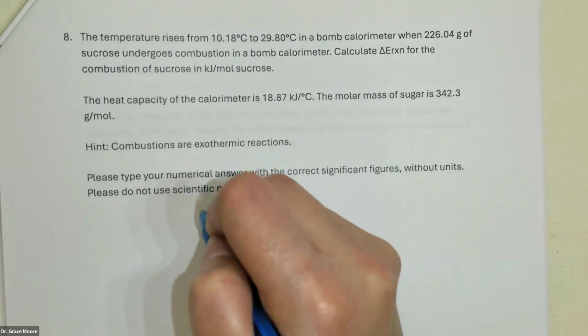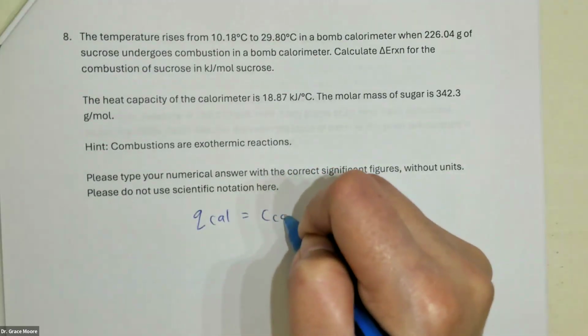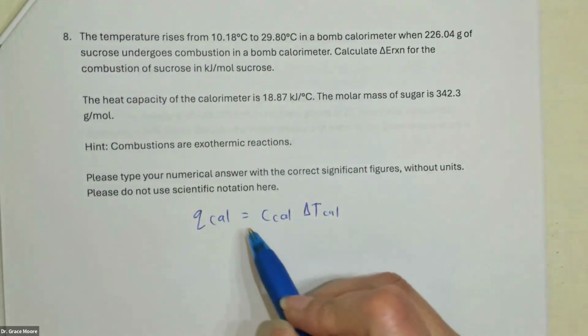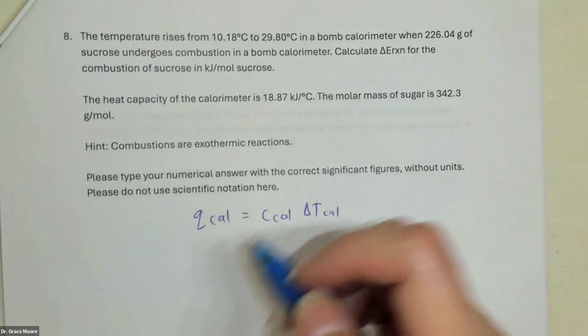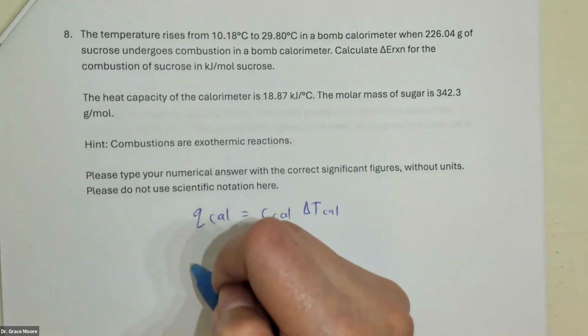So if you take the C of the calorimeter and the delta T in the calorimeter, you can get the heat of the calorimeter, which is then the negative, the opposite for the heat of the combustion.